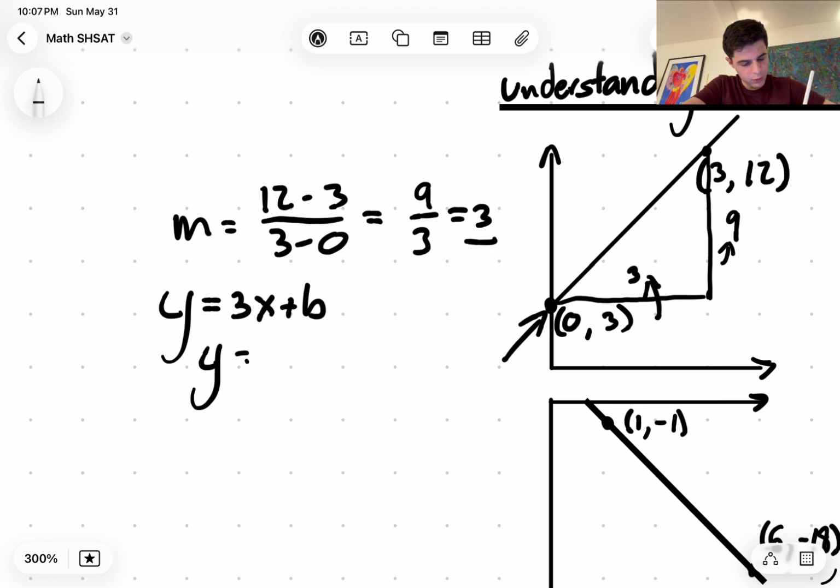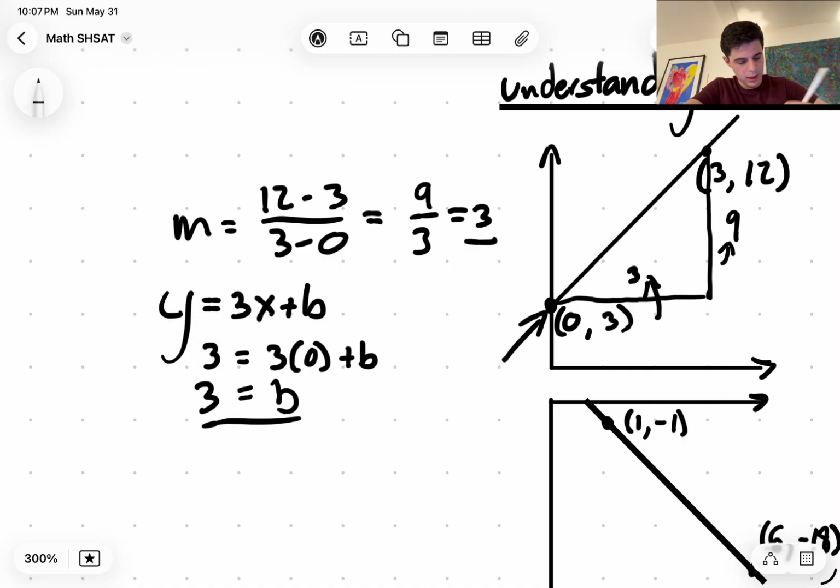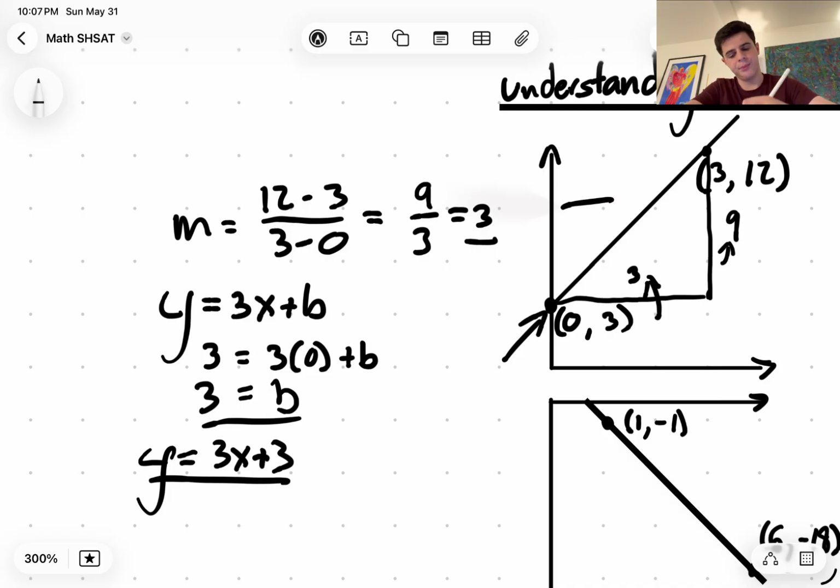Let me just show you. So y equals 3 times 0 plus b, when y is 3, right? So then we get 3 equals b. So y equals 3x plus 3 will be our line for this, will be the equation for this graph.